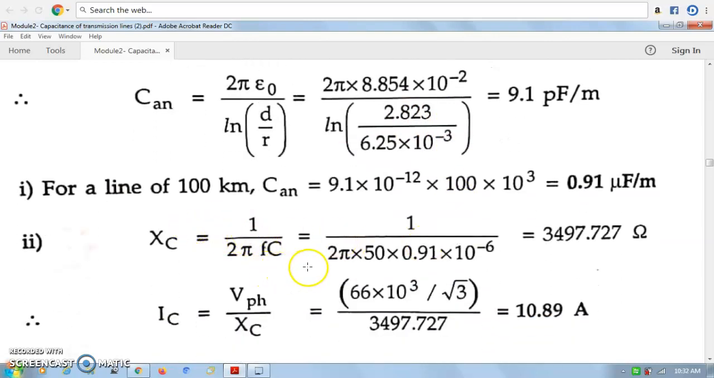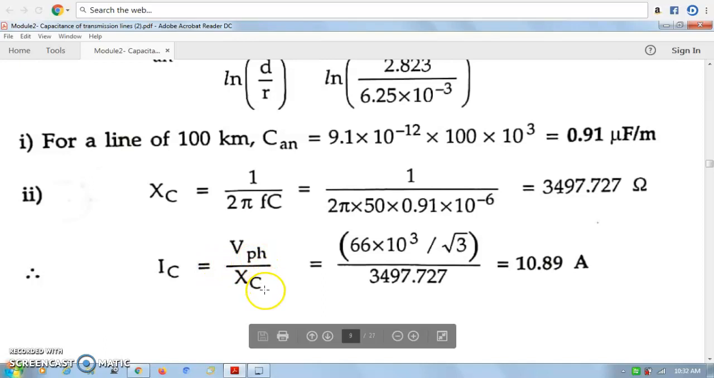Therefore, XC is equal to 1 by 2 pi FC. IC is equal to V phase by XC. V line is given 66 divided by root 3. We will get the V phase divided by XC.